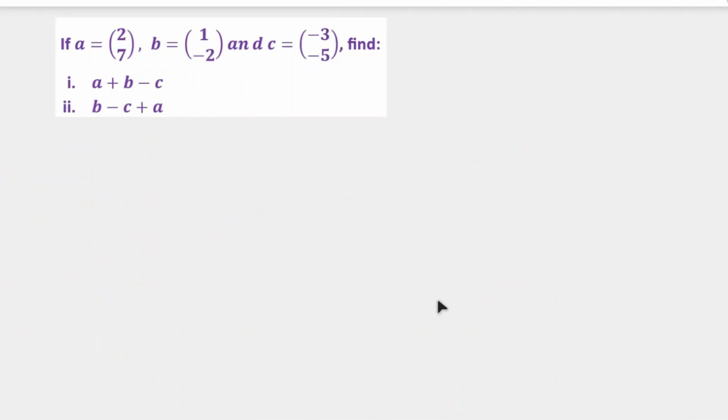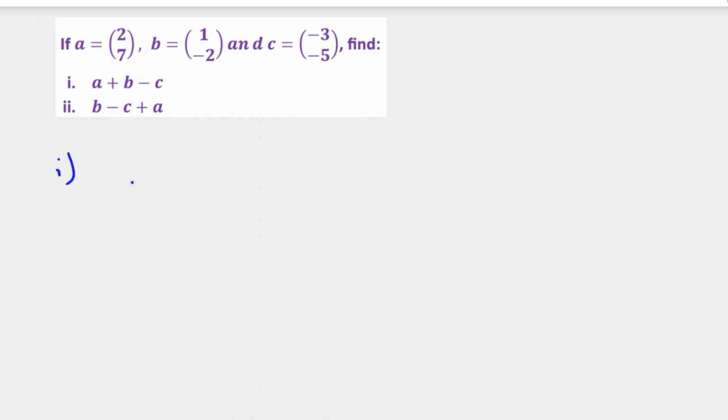Given our second question, the vector A has components 2, 7, and the vector B has components 1, negative 2. Vector C has components negative 3, negative 5. And we have to find the vector A plus B minus C, and there is an I. Let's begin with the first one. That is I.